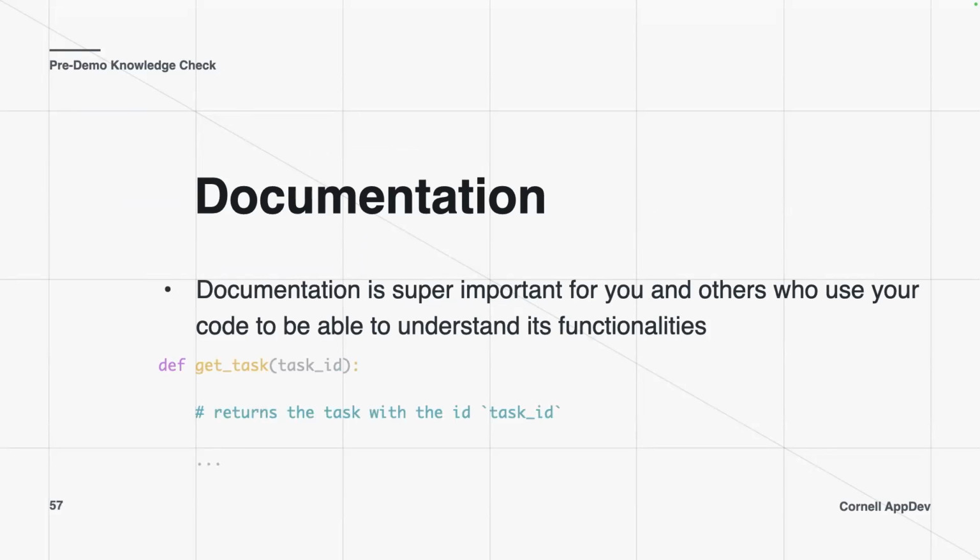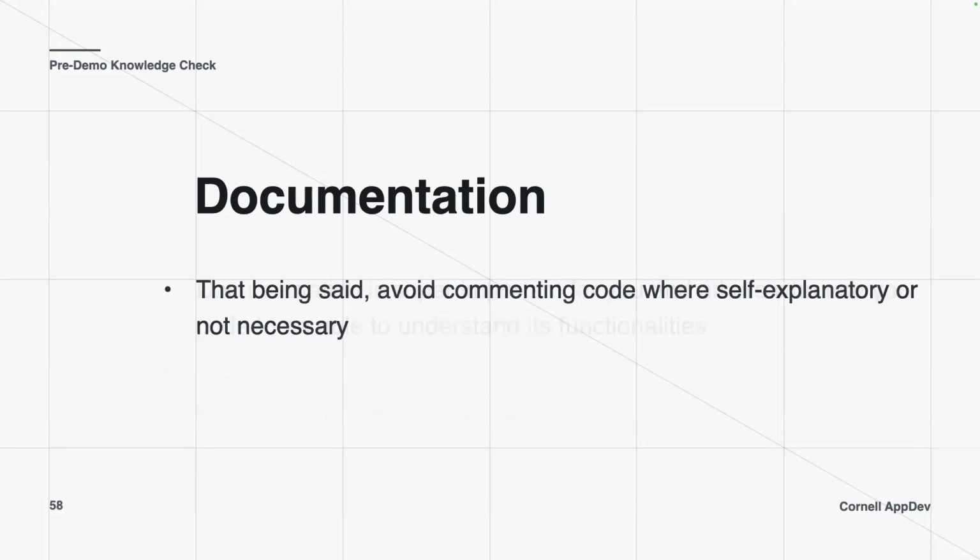With this function, we're returning the task with an ID, task ID, right? If we didn't have this comment down here, we wouldn't really know what we're getting. We could be getting some task ID, we could be getting the data of the actual task. We don't really know what's going to be returned. This is why it's useful to have documentation.